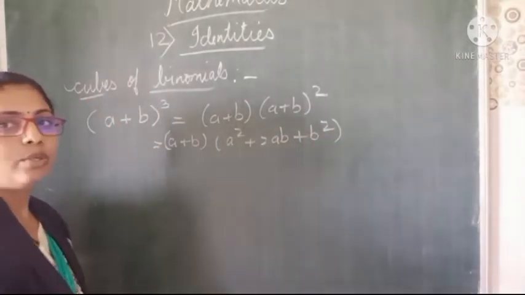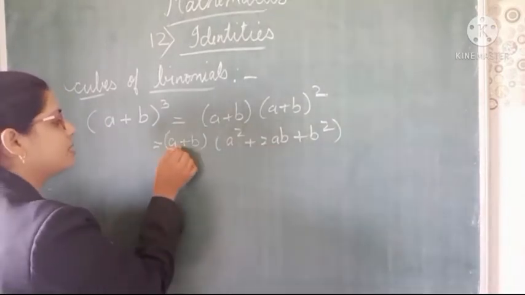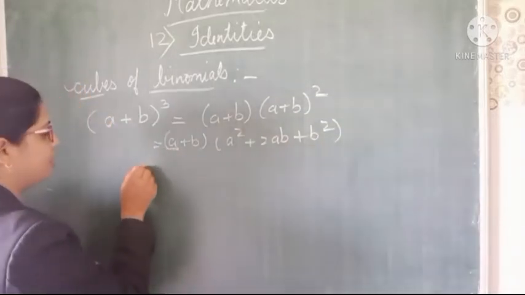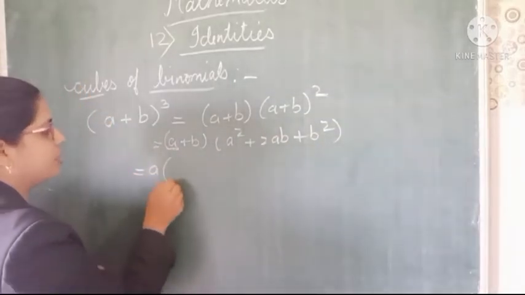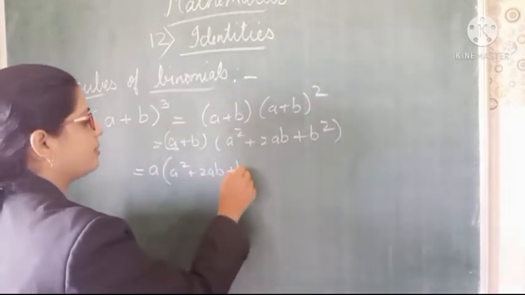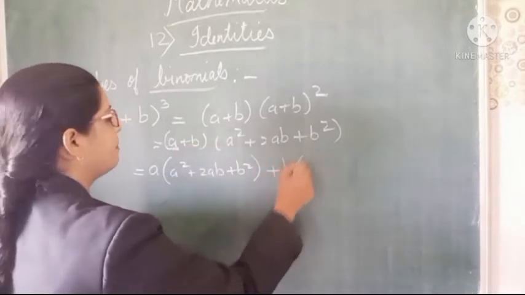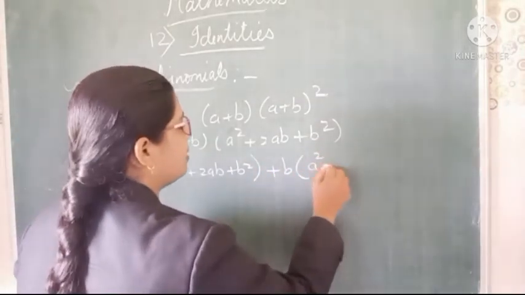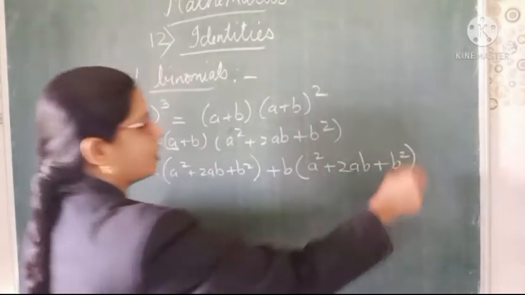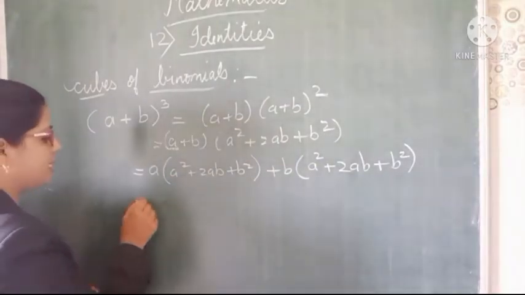Right? Now multiply this to each term. From here the first term is a. A you have to multiply to each term of the second bracket. So it will be a into (a square plus 2ab plus b square). Now plus b into (a square plus 2ab plus b square). Okay. Now just multiply it inside.